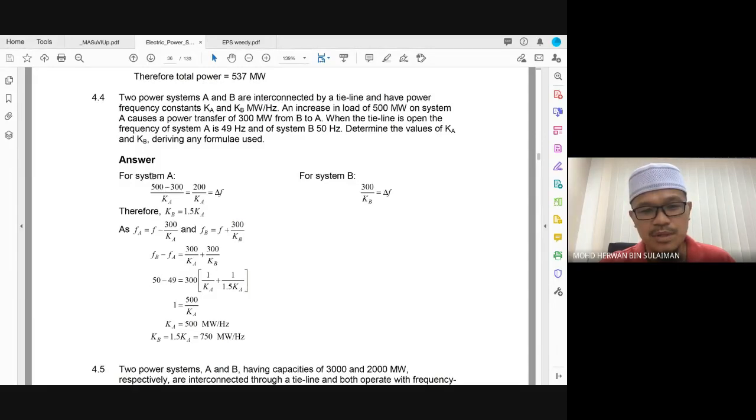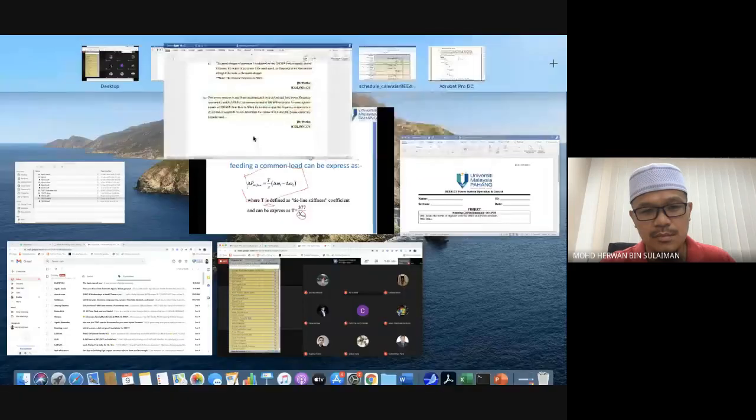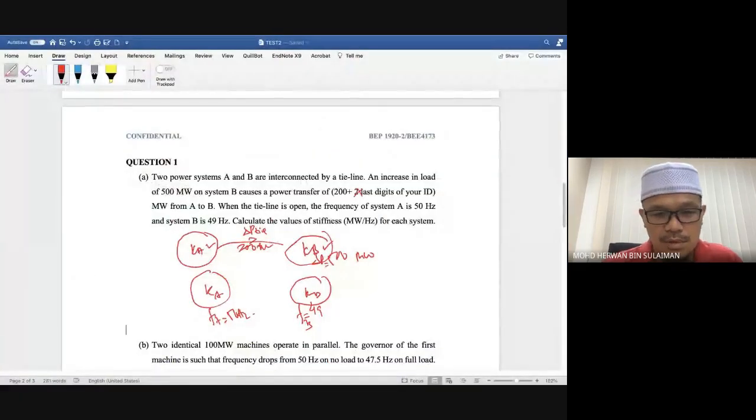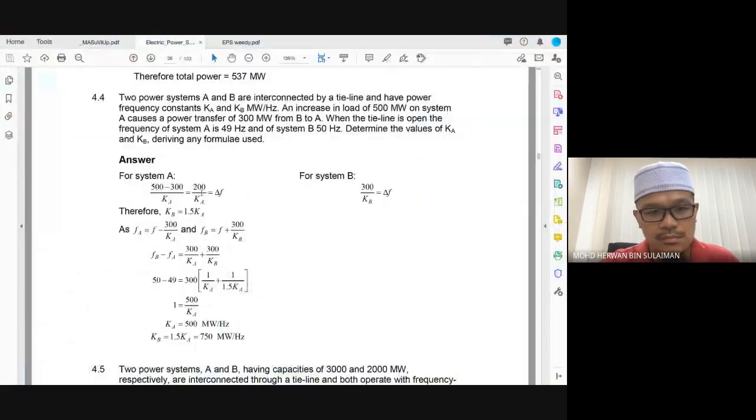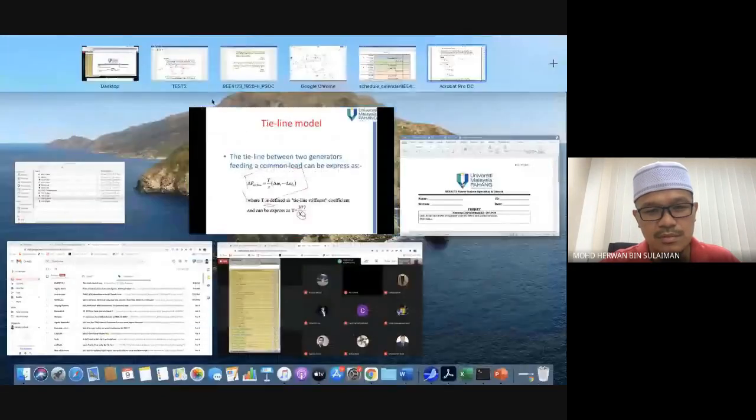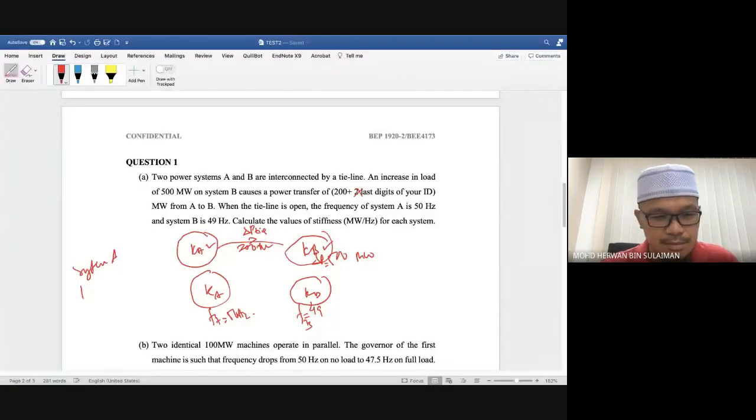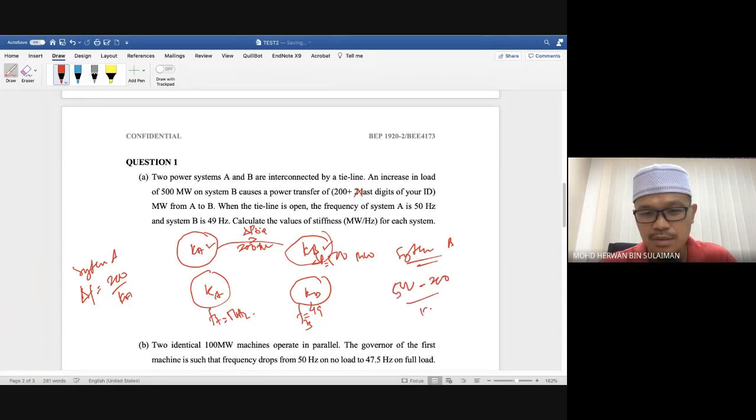So now for system A, your delta frequency equals 200 divided by KA. And then for system B, it's 500 minus 200 divided by KB, equals delta F. Okay.